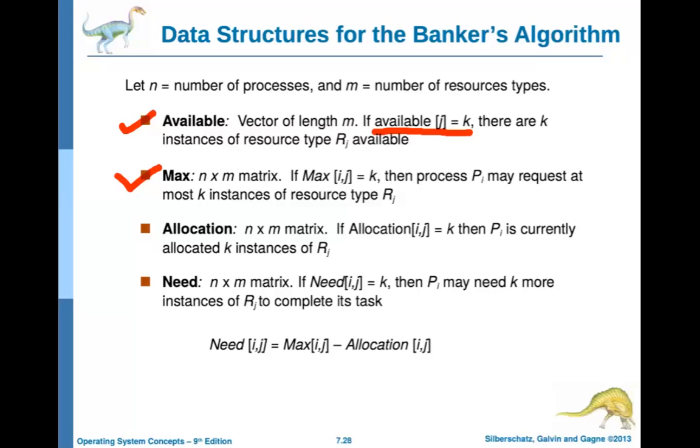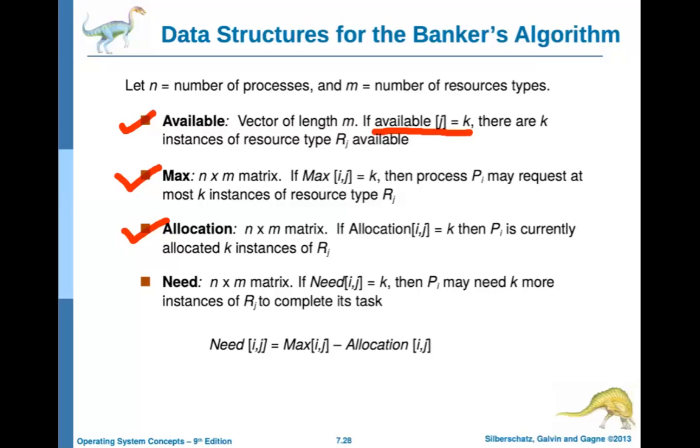Similarly, allocation is again an n by m matrix. Like max denotes the maximum number of instances required, allocation denotes the currently allocated instances. Okay. So, for example, allocation[i][j] is equal to k means process Pi is currently allocated k instances of resource Rj. That is its meaning, right?